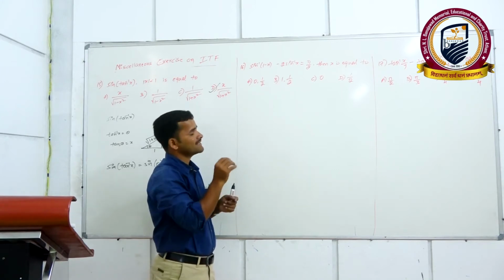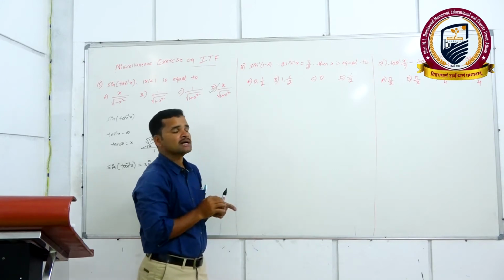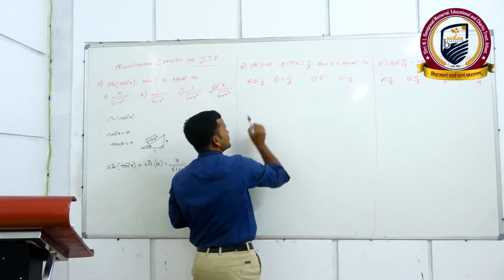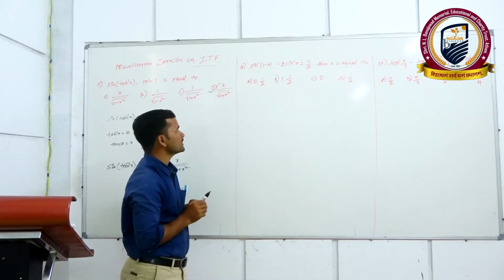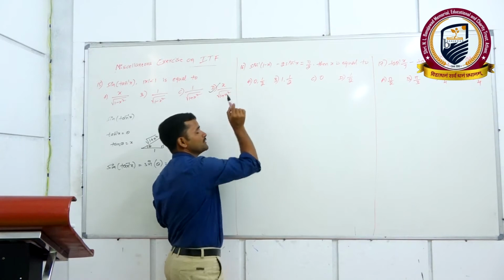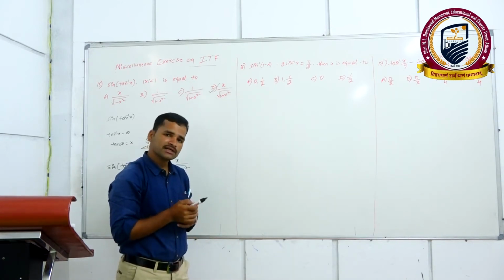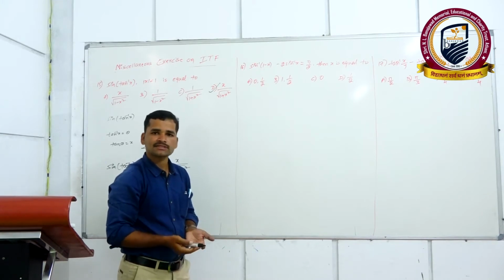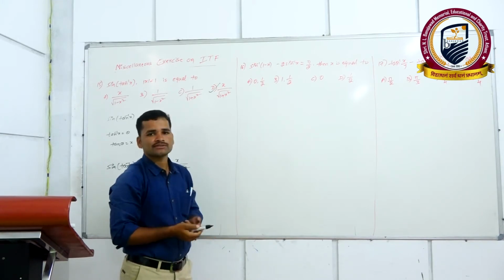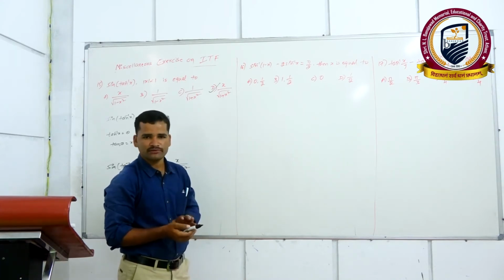Suppose 0 satisfies it. Among A and C we have to choose one. For that, we check whether 1 by 2 also satisfies the expression or not. If 1 by 2 also satisfies, then we choose option A. Otherwise we choose option C. That is the trial and error method. Here I will solve it.